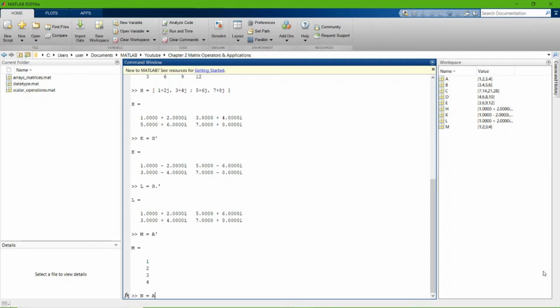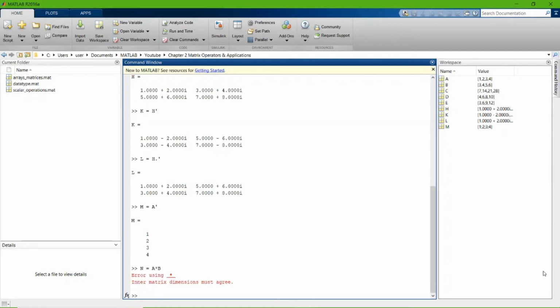We will be multiplying A with matrix B, which both have the same order, but let's see whether they are getting multiplied or not. No, why is it not getting multiplied? The inner matrix dimension must agree. As we know, matrix multiplication usually follows the rule that the columns of the first matrix must match the number of rows of the second matrix. That's why it's not multiplying.